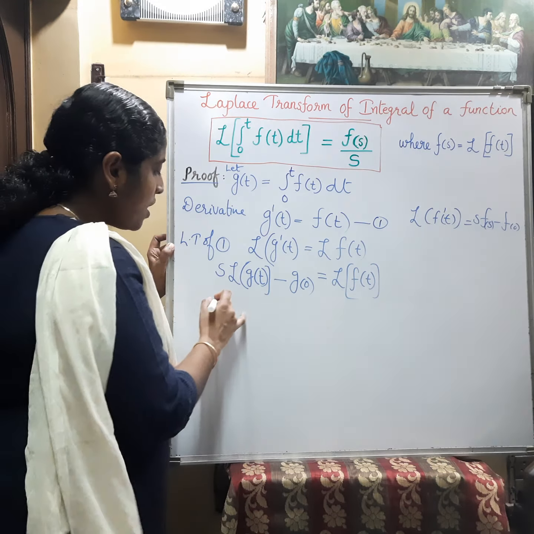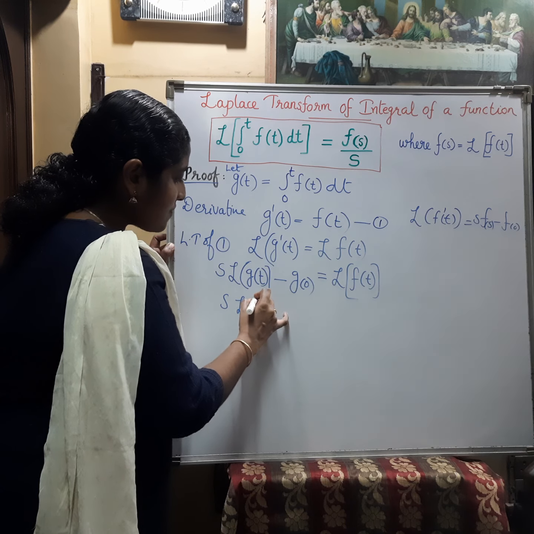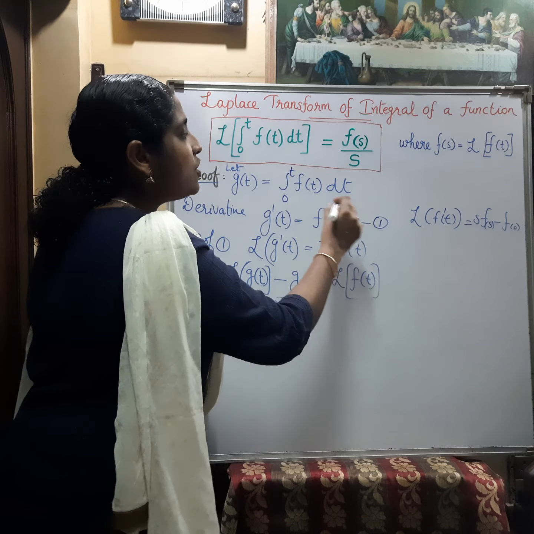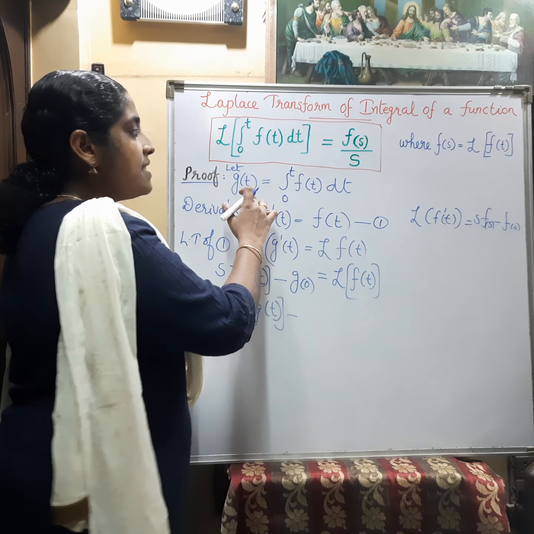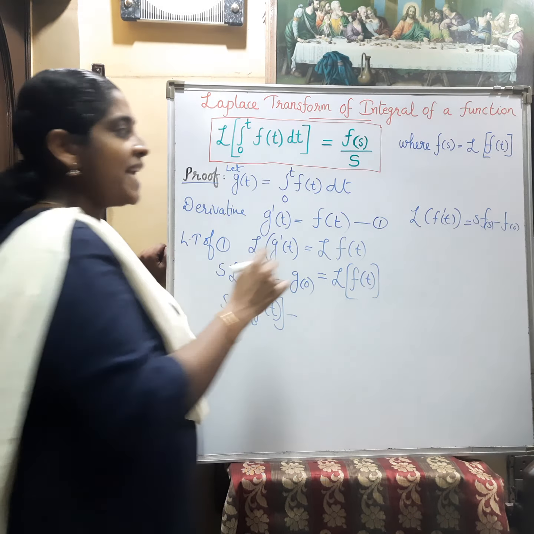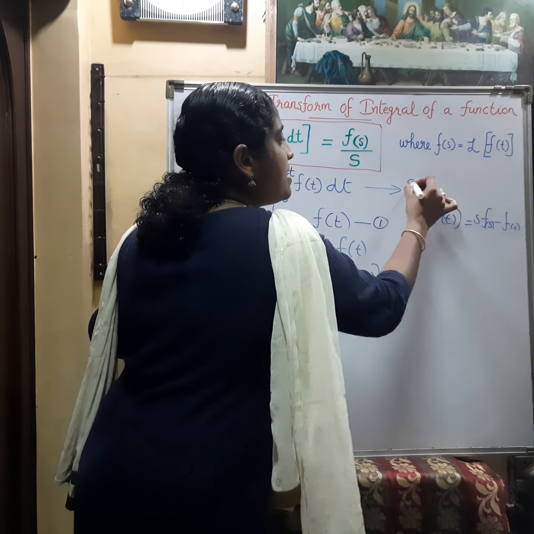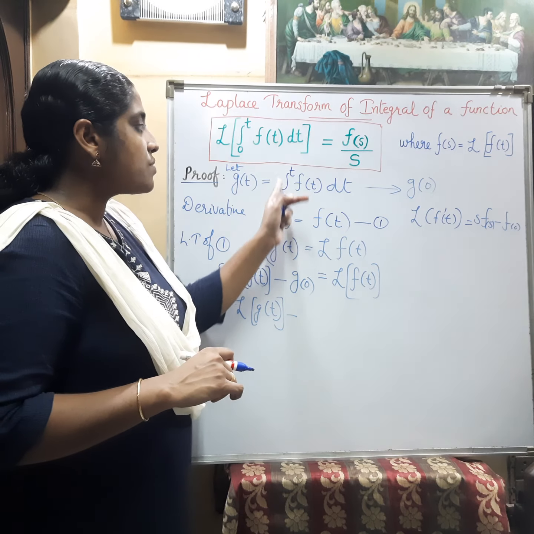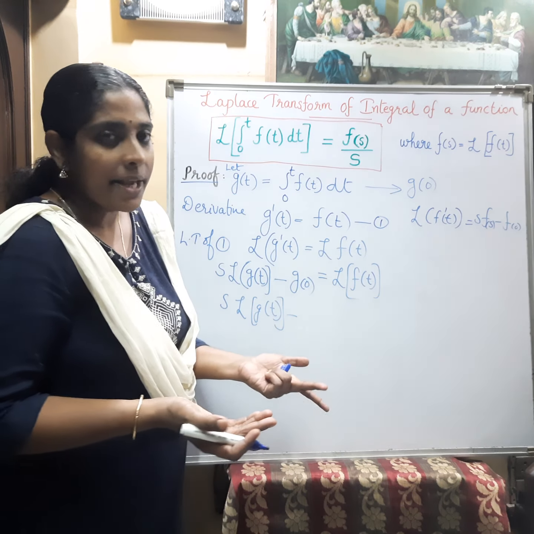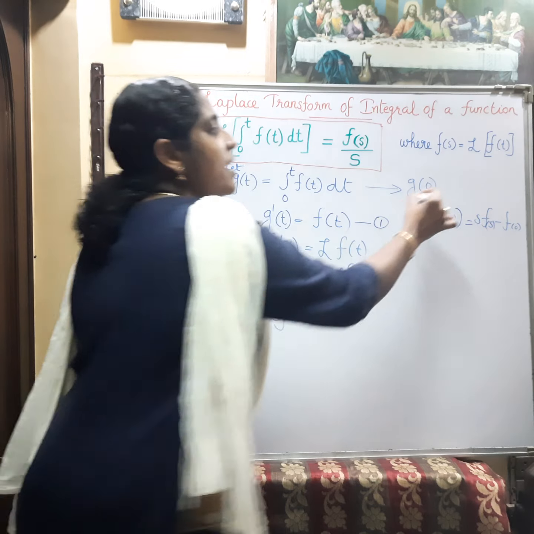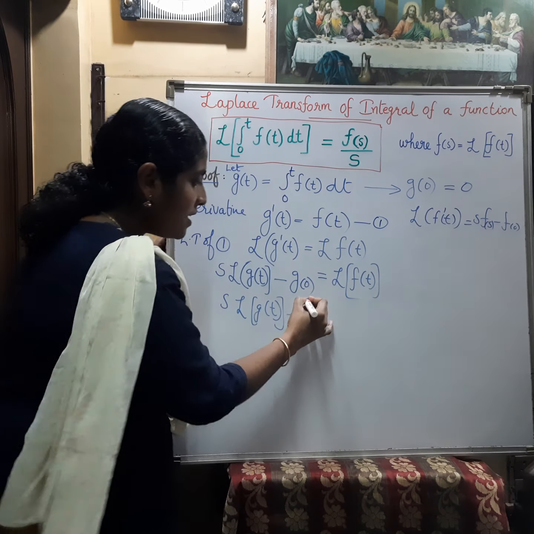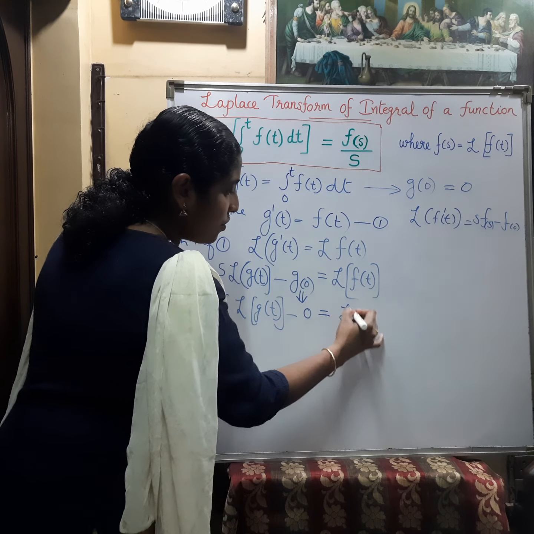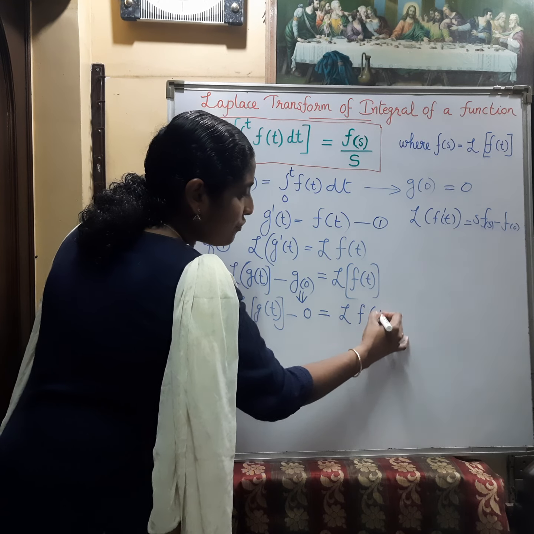Now s into the Laplace transform of g of t minus g of 0. What is g of t? g of t is equal to integral 0 to t f of t dt. Then what will be g of 0? G of 0 means t tends to 0. If t tends to 0, the lower limit and upper limit are both the same, and when both limits are the same, this becomes 0. So the g of 0 term will become 0.